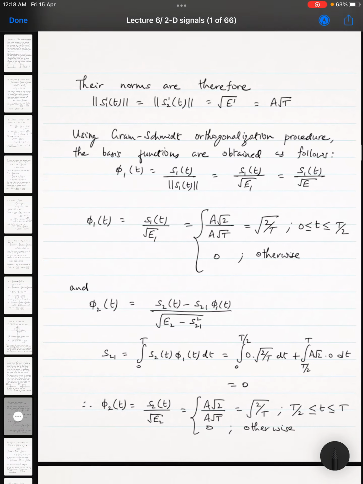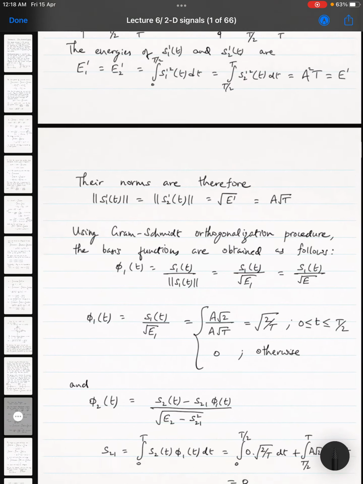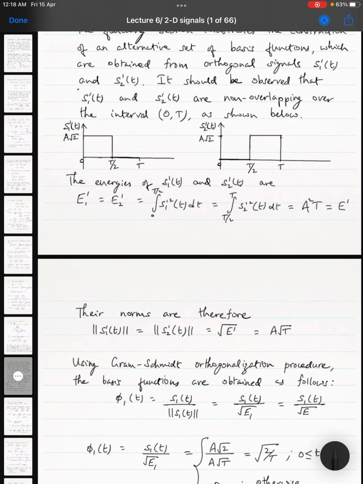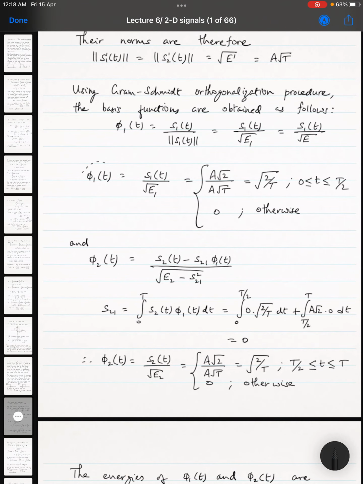Okay, now using the Gram-Schmidt procedure, we can calculate phi1 of t as S1 of t divided by the norm of S1 of t, and similarly phi2 of t as S2 of t divided by the norm of S2 of t. Since S1 and S2 are orthogonal with respect to each other by virtue of them being non-overlapping, we have the basis functions as the signals themselves divided by their norms. So this is one simplistic idea that you should have in mind. When the signals themselves are orthogonal, then the intermediate functions will be equal to the signals themselves.